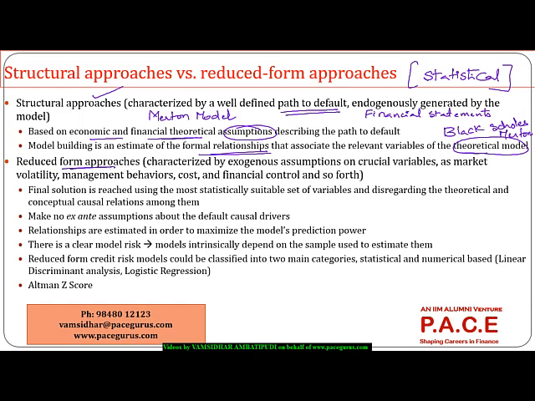Whereas in the case of the reduced form approach, I am making a blunt assumption on the various variables. I am deciding which variables are going to impact the default. So I am making assumptions on all the important variables that would be affecting the default. Say market volatility could affect the default. Management behavior could affect the default. The cost could affect the possibility of default. I'm trying to make a list of assumptions on all the variables which are going to impact the probability of default.